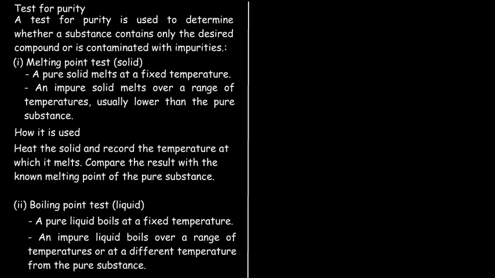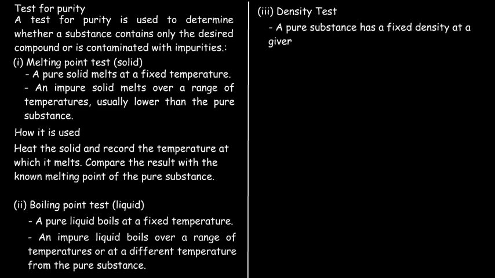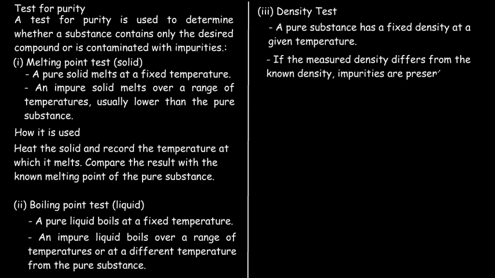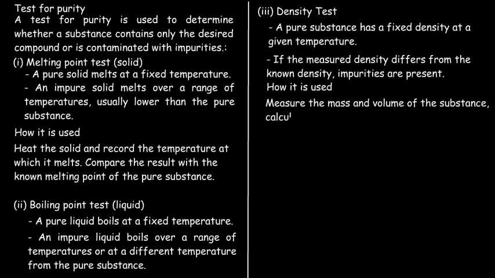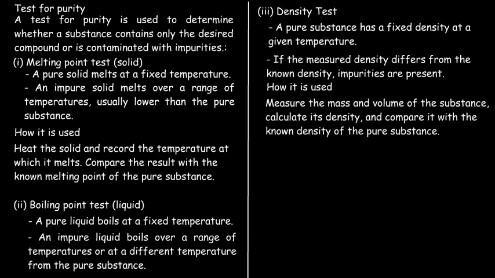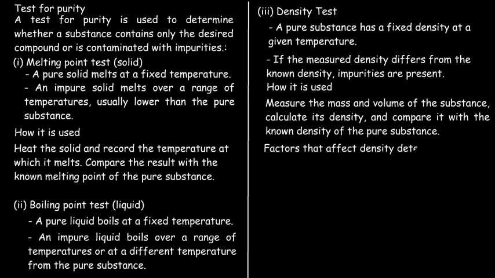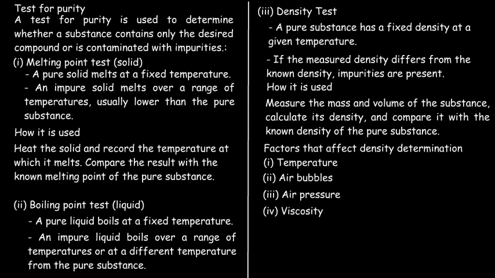Now, the third test is the density test. A pure substance has a fixed density at a given temperature. If the measured density differs from the known density, impurities are present. To use this test, we simply measure the mass and volume of the substance, calculate the density, and compare it with the known density of the pure substance. There are some factors that affect density determination, e.g., temperature, air bubbles, air pressure, viscosity, specific gravity.